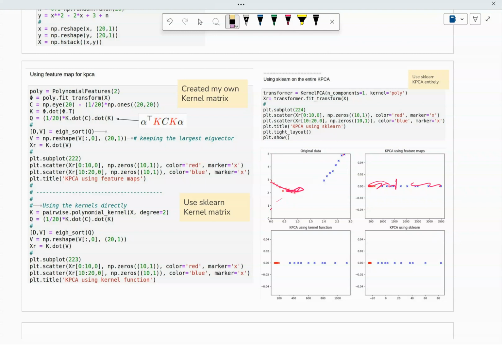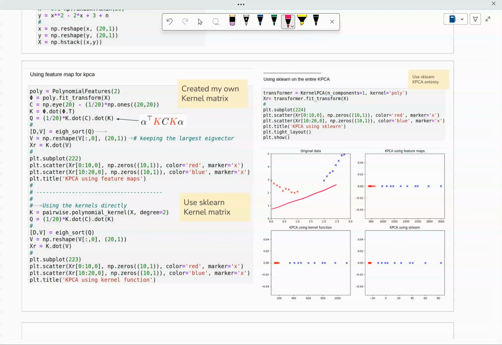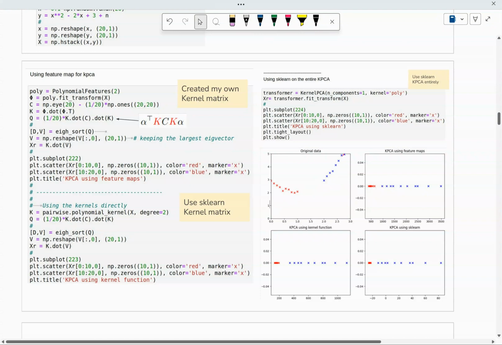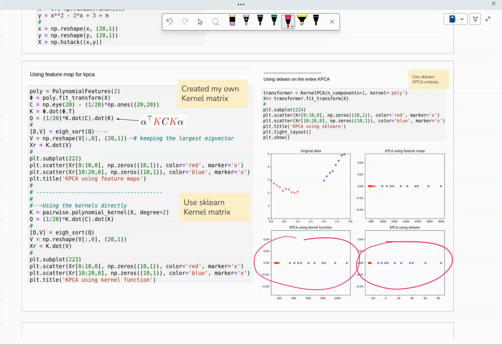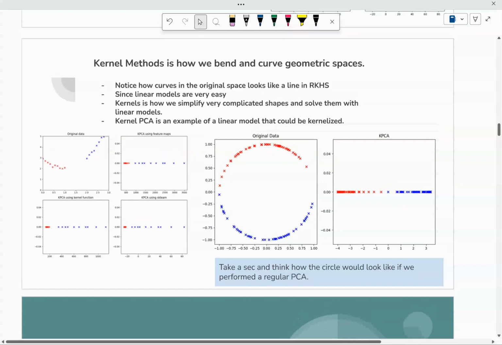So you can see how the space, instead of projecting onto a line, is projecting onto a curve. So these are the results of kernel PCA. Now, this is just a slight curve. You can really bend the space. Here's another example. Here, we are projecting it this way. So you're projecting along a line like this. So you're really bending the space.